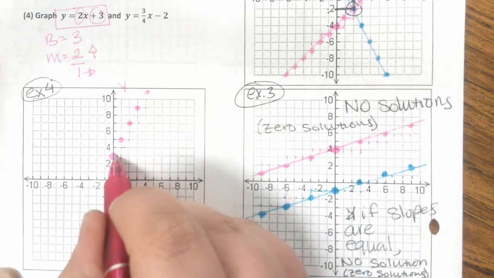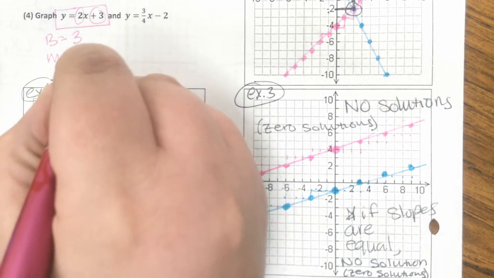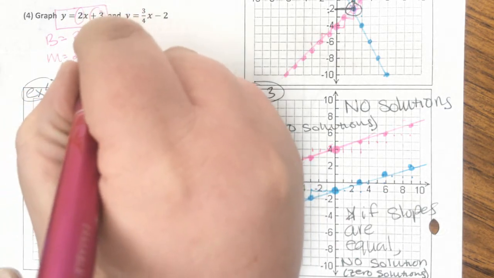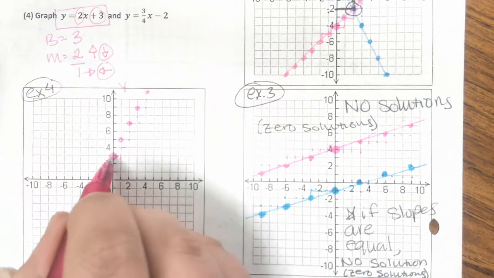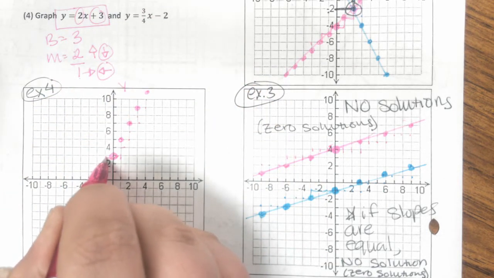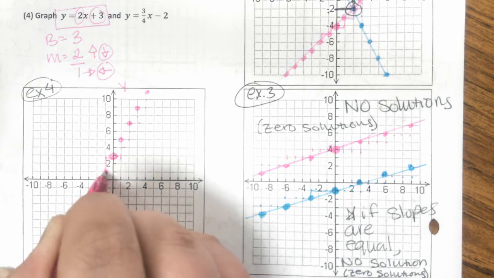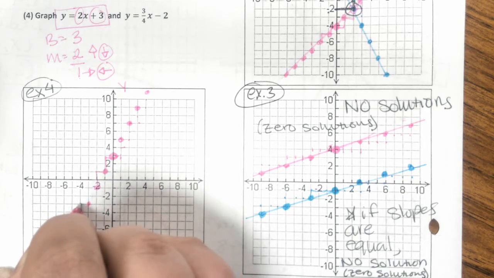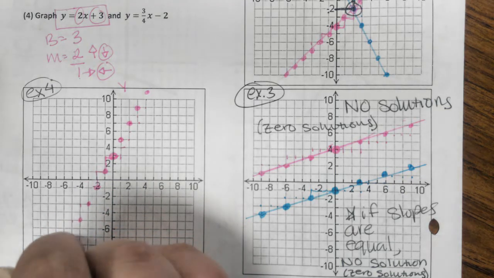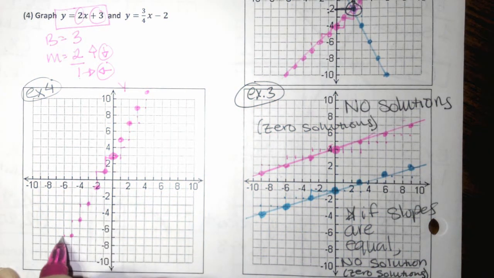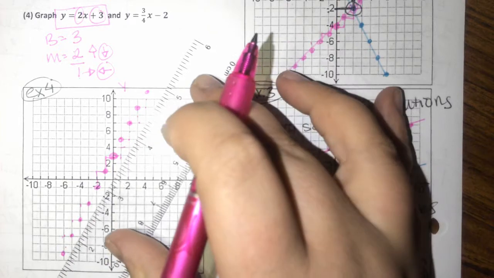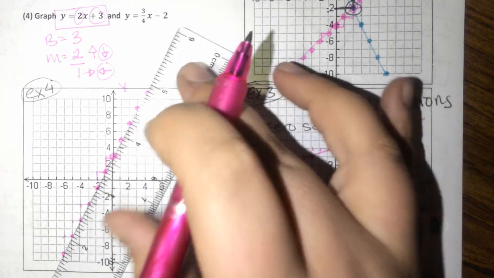Then you go back to the beginning and do the opposite. So instead of right once, we're going to go left once. And instead of up 2, we're going to go down 2. From the beginning point, we're going to go left once and down twice. From that new point, left once, down twice. And you keep going left once and down twice until you're off of the graph. Then I can connect all of the dots to make that line.